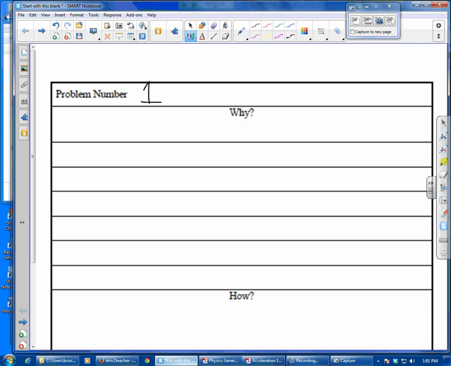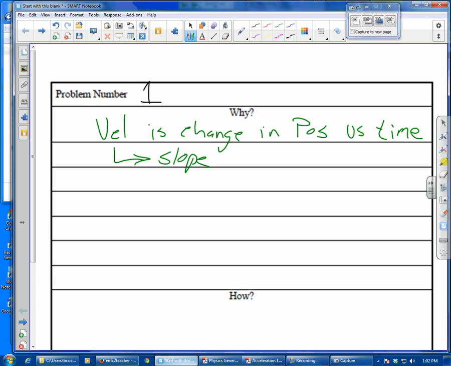Okay, so the change, there you go. Excellent. Velocity is the change in position over a certain amount of time. So that's the first thing I would have in here. Velocity is change in position versus time. How does that show up on a graph? Looking for that mathy word. It's with an S. Slope. So the velocity is the slope of the position versus time graph.